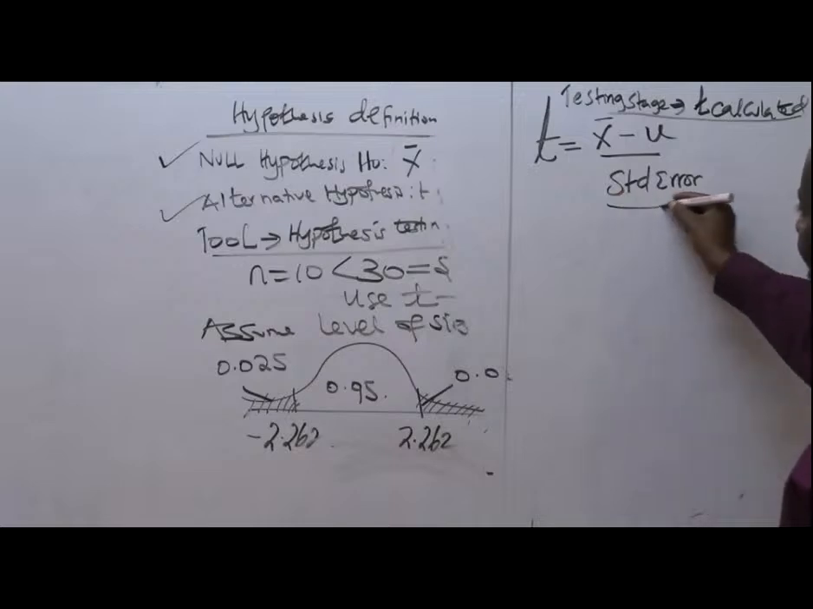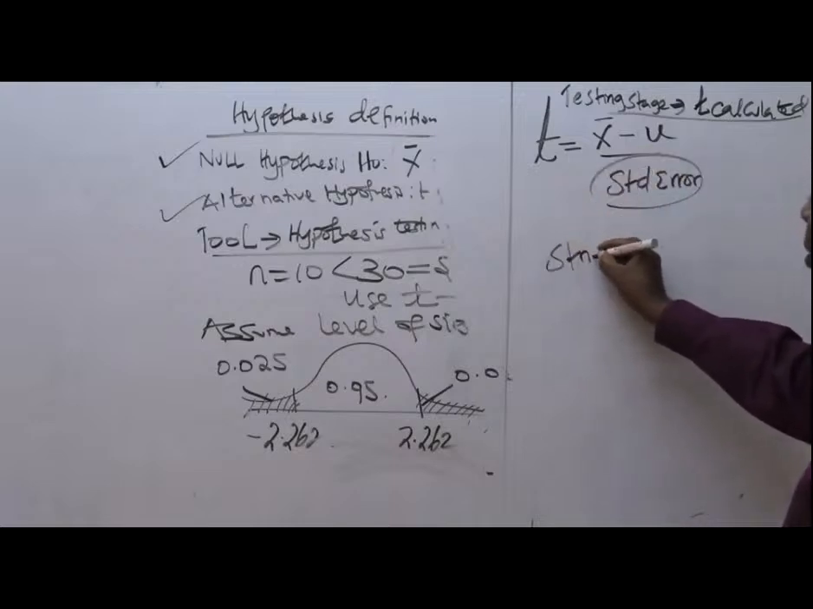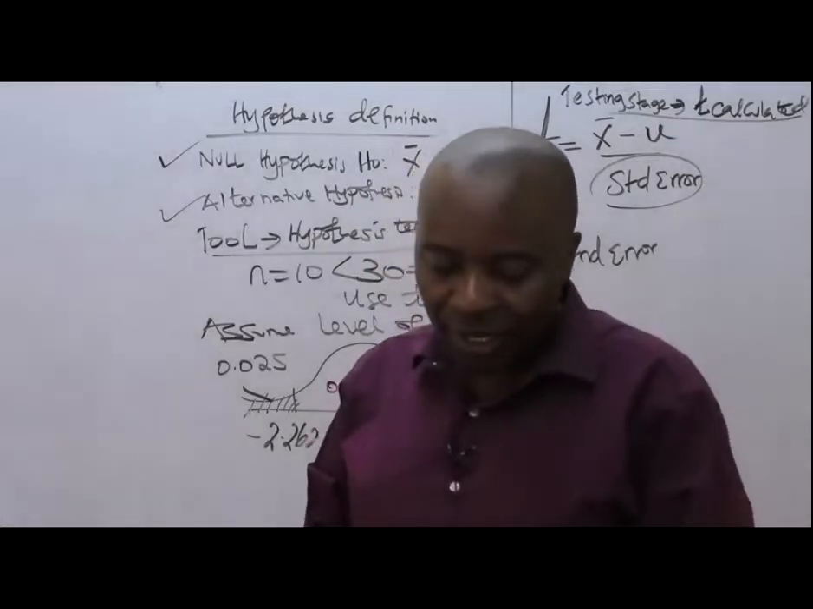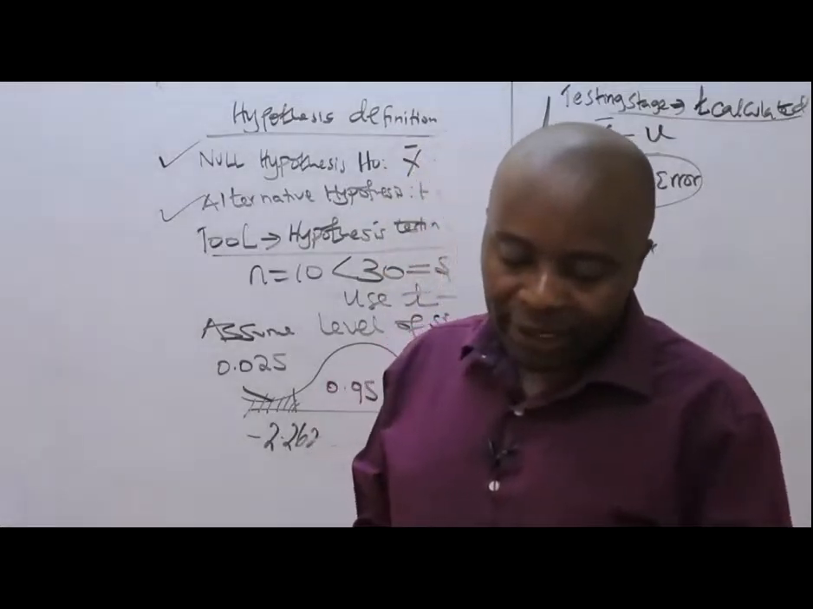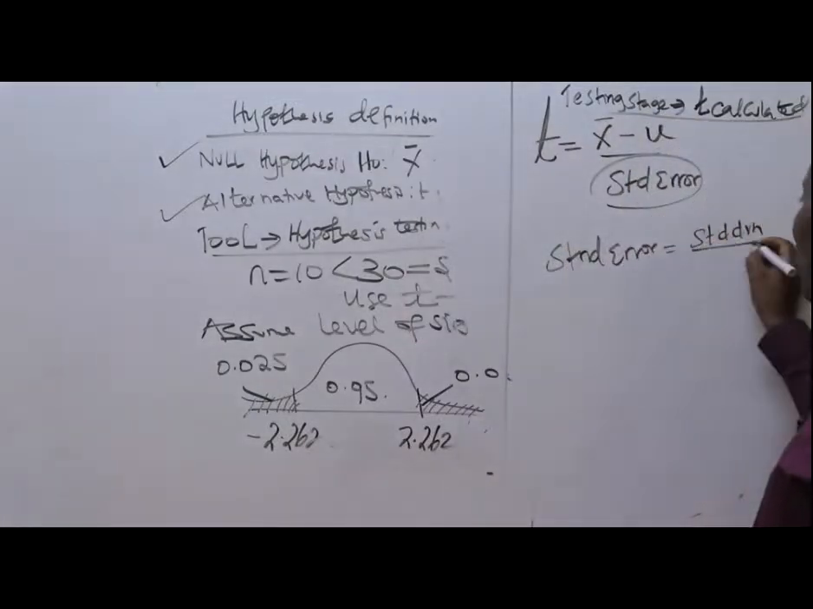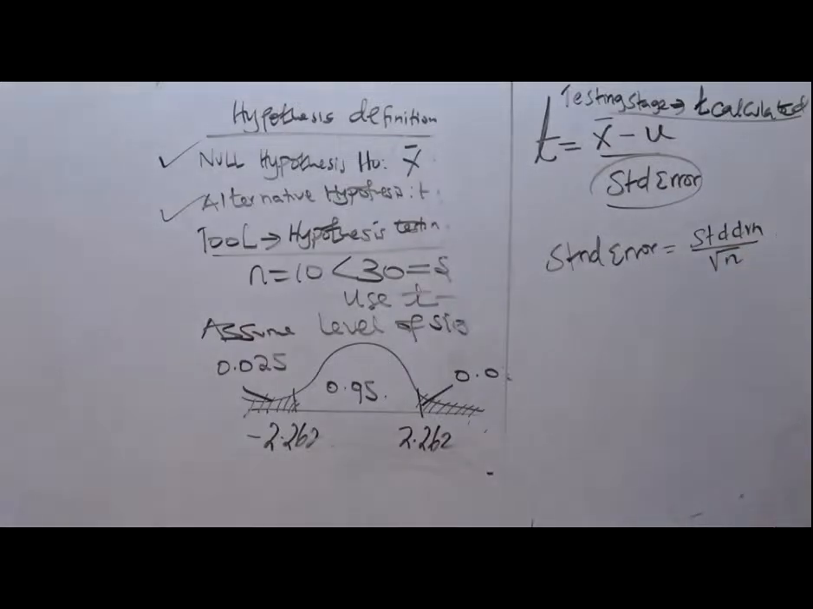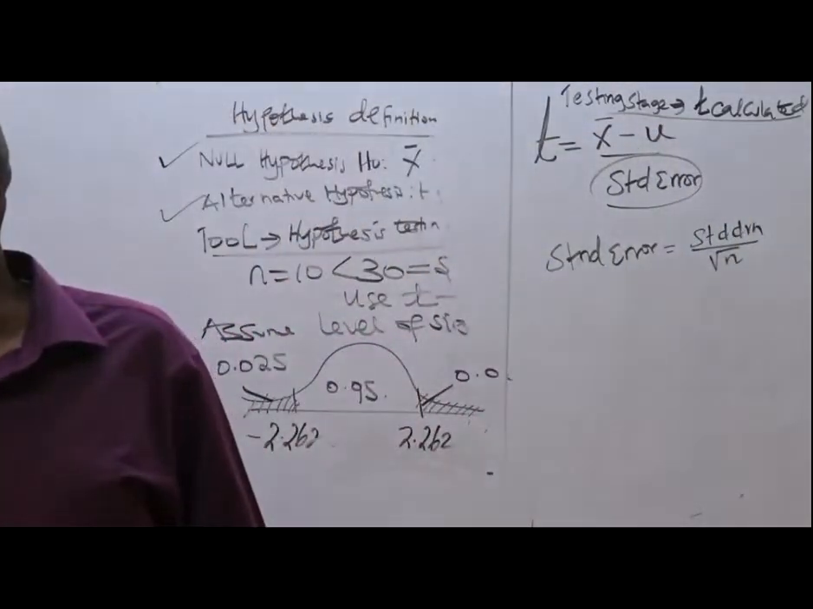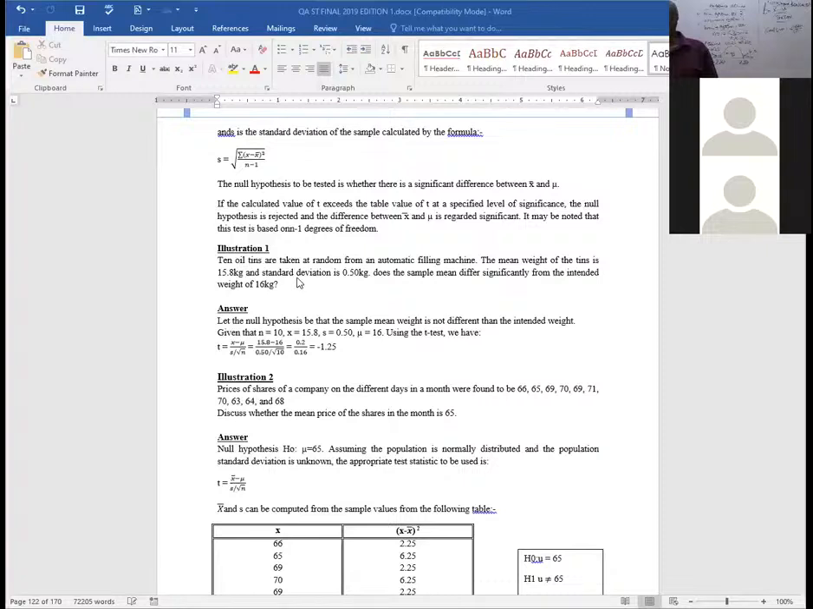Now, how do we get this standard error? To get the standard error, we normally take the standard deviation given over root n, the square root of n. So do we have a standard deviation in this question? If you look at this question very well, they have given us a standard deviation of 0.5, and of course, n is 10.